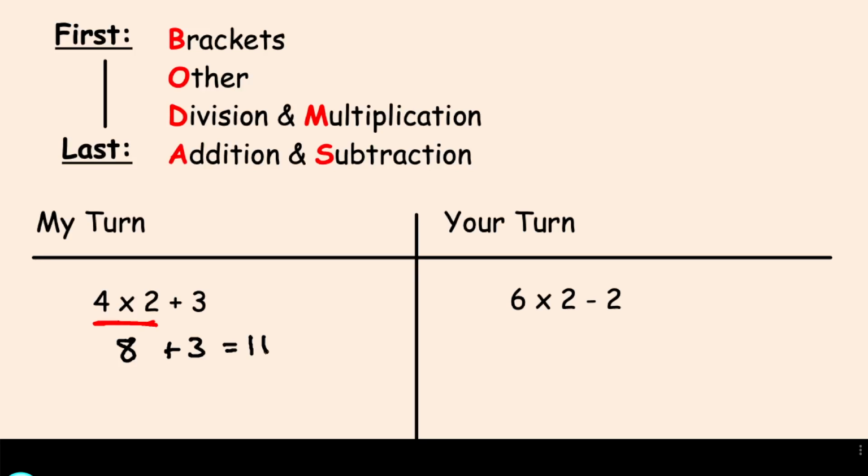Right, so as before, I'm going to underline that we're doing the timesing first. So we're going to write 6 times by 2 gives me 12. And I'm going to write minus 2 gives me 10.